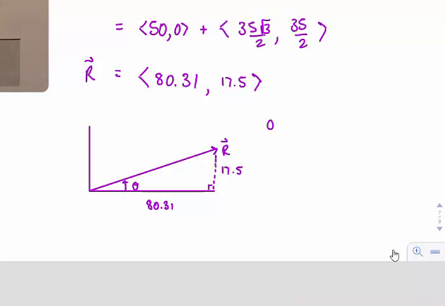To find theta, in this case, I have opposite and adjacent sides, so I'm going to go tangent inverse of 17.5 divided by 80.31. And again, I have that 80.31 saved on my calculator, so I'm going to use the actual number. So I'm going to go tangent inverse 17.5 divided by 80.31, and if we're in the right mode, I'm in radian mode, but I'll fix that, you're going to get about 12.29 degrees.